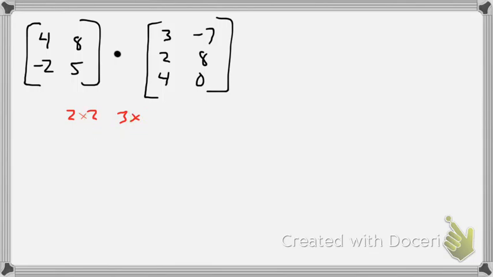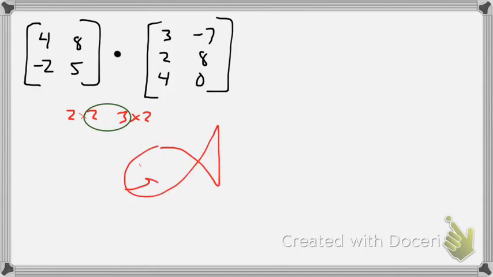Okay. In this one, another example. First one is a 2 by 2. Second one is a 3 by 2. Notice that the internal numbers do not match, so we can't do it. Okay? So now, let's move on and actually do one.